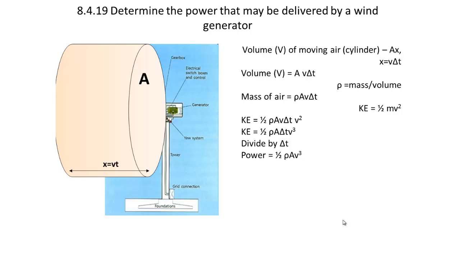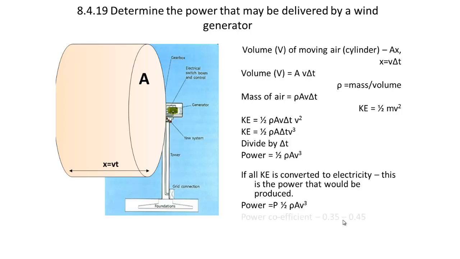We can work out the A, the area, from the radius of the circle, which is the length of one of the blades. Now, if all this kinetic energy is converted into electricity, then this would be the power that's produced. Of course, this can't be the case, because it means that the energy of the wind would all be used up. In other words, the air would stop as soon as it gets past the turbine. But in reality, it's between 35 and 45% efficient.